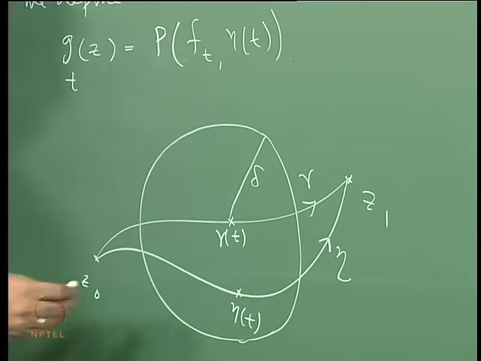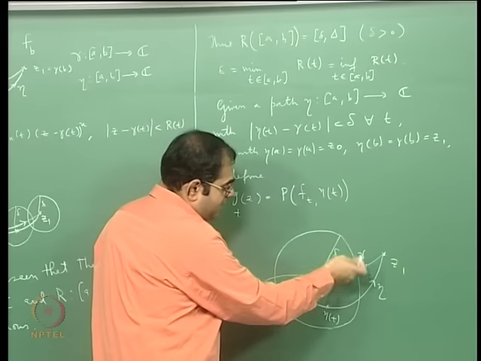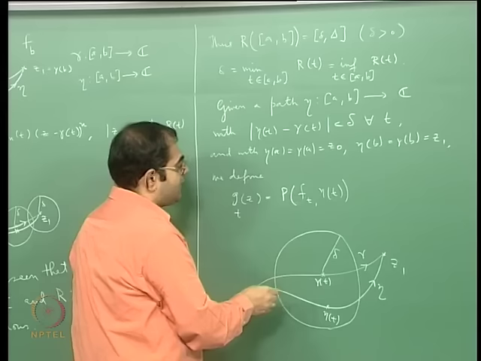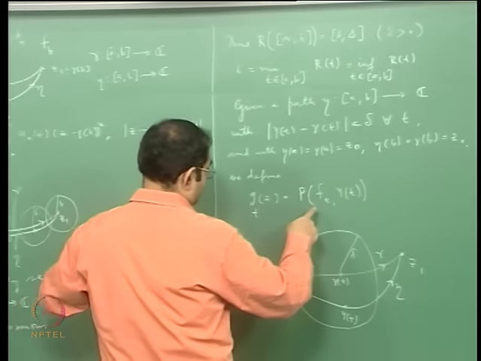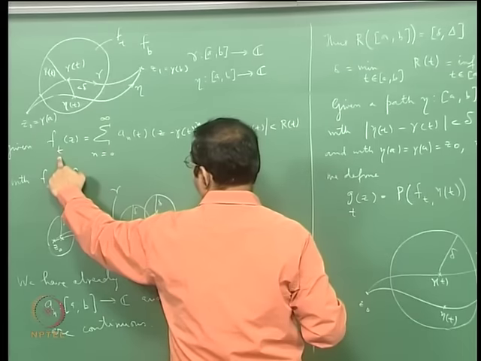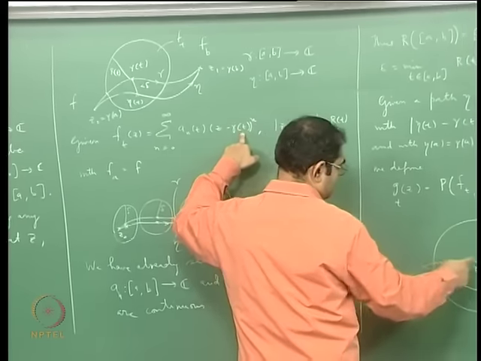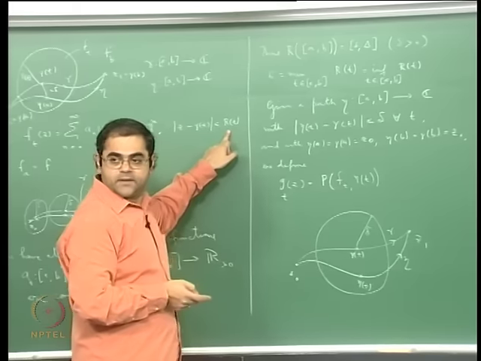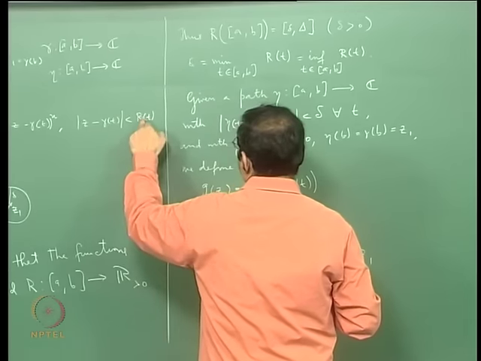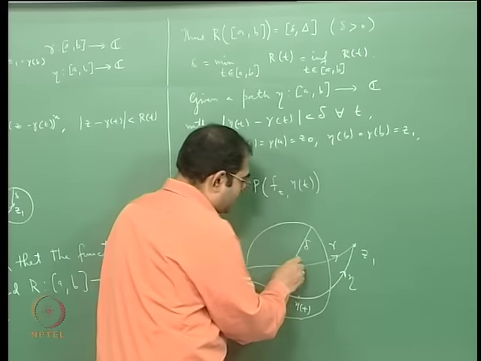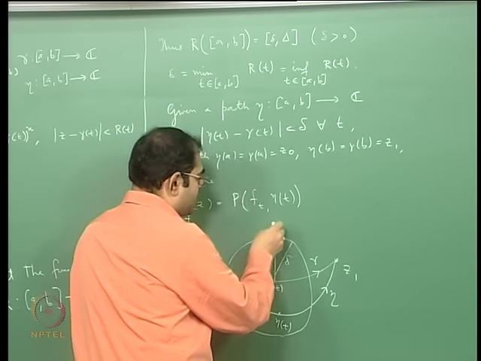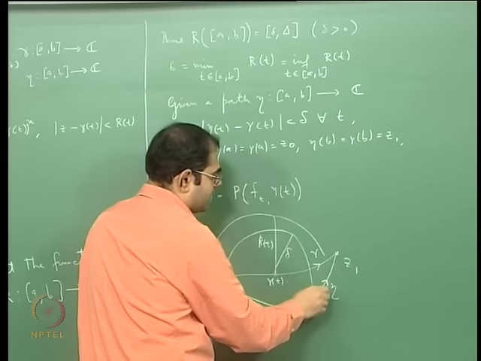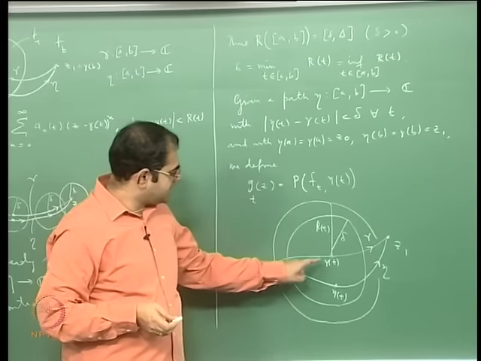I want you to understand, if you take the point gamma t, then at gamma t I have the power series expansion of ft. So ft is already a power series, it is expanded at this point gamma t, and it has radius of convergence rt. And you know this rt is always greater than delta. So if I take this point gamma t and draw the disk of convergence for ft, I'll get a bigger disk, centered at gamma t.